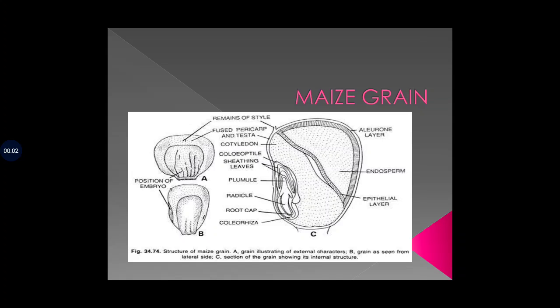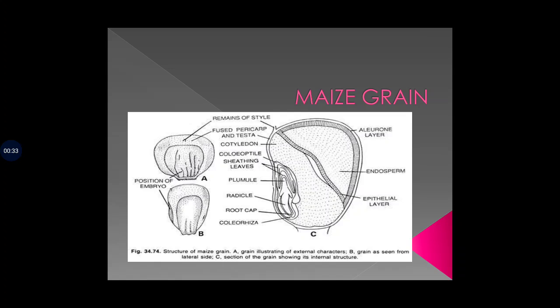Good morning, children. In the previous few modules and the classes that we have conducted, we have already discussed the fruits, followed by the seeds. I have already discussed with you how the fruits and the seeds are formed, and also the structure of fruits and the structure of the bean seed.